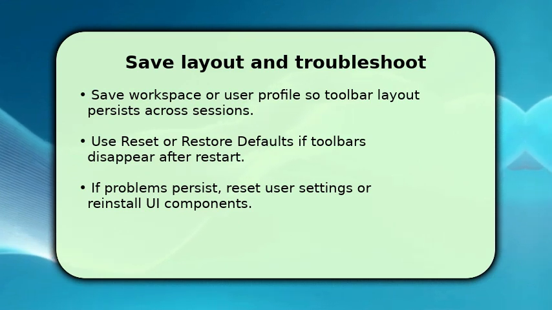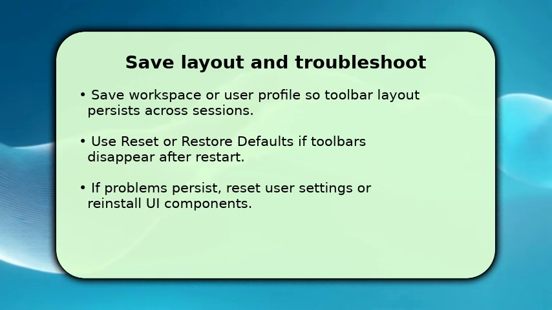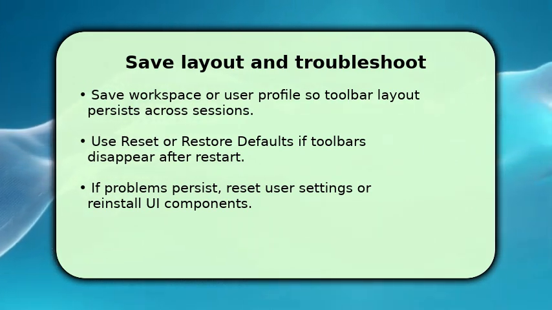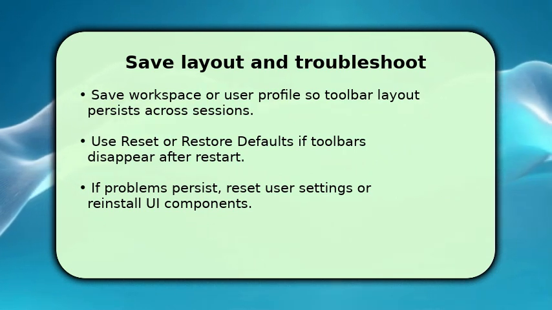If a toolbar disappears after restart, use View's Reset or Restore Defaults to return the interface to a known good state, and then reapply your selections. If toolbars still misbehave, reset user settings or reinstall UI components. That typically clears corruption and restores normal toolbar behavior.